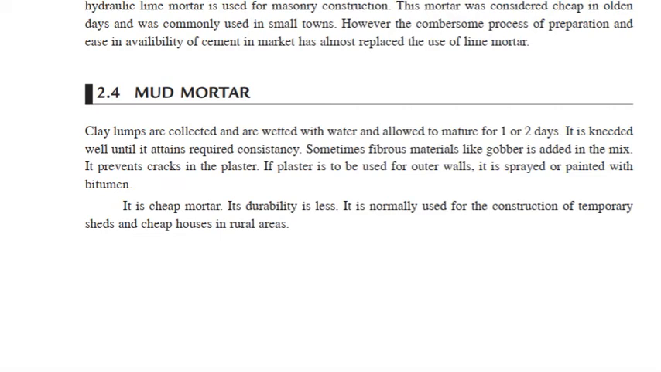Clay lumps are collected and are wetted with water and allowed to mature for 1 or 2 days. It is kneaded well until it attains the required consistency. Sometimes fibrous materials like gobber are added in the mix. It prevents cracks in the plaster. If plaster is to be used for outer walls, it is sprayed or painted with bitumen. It is a cheap mortar. Its durability is less. It is normally used for the construction of temporary sheds and cheap houses in rural areas.